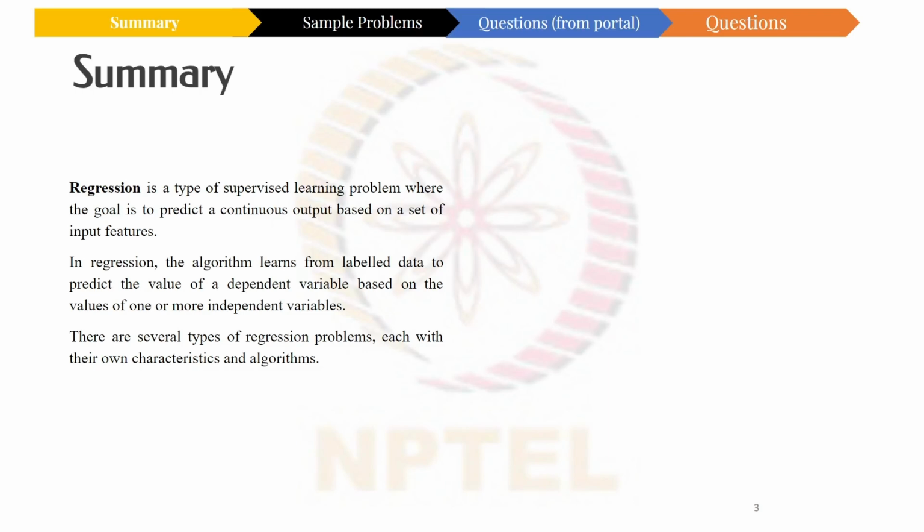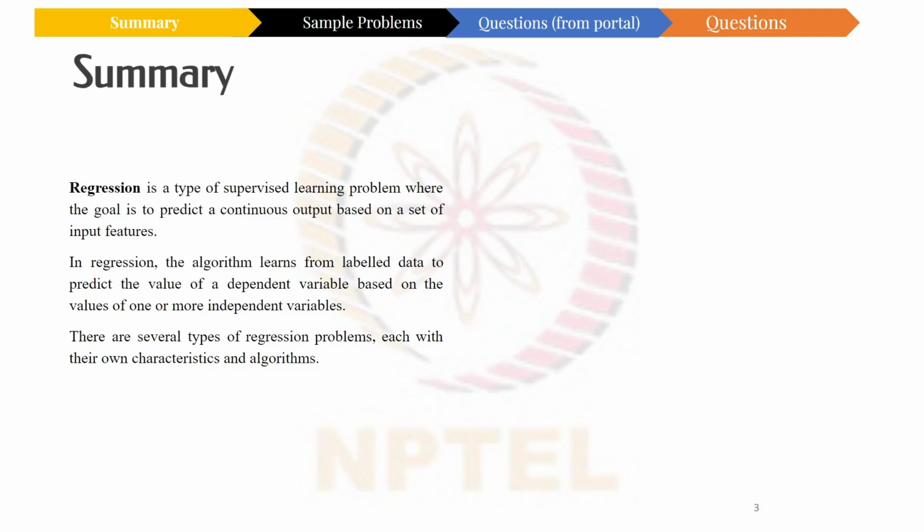Regression is a type of supervised learning problem where the goal is to predict a continuous output based on a set of input features. In classification, we try to predict whether the data belongs to a particular class, like class A or class B. Here we are predicting a real value.